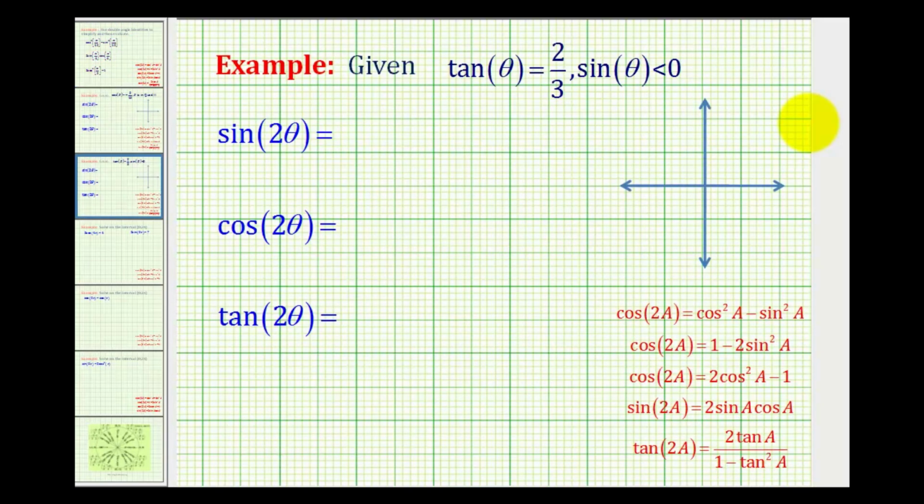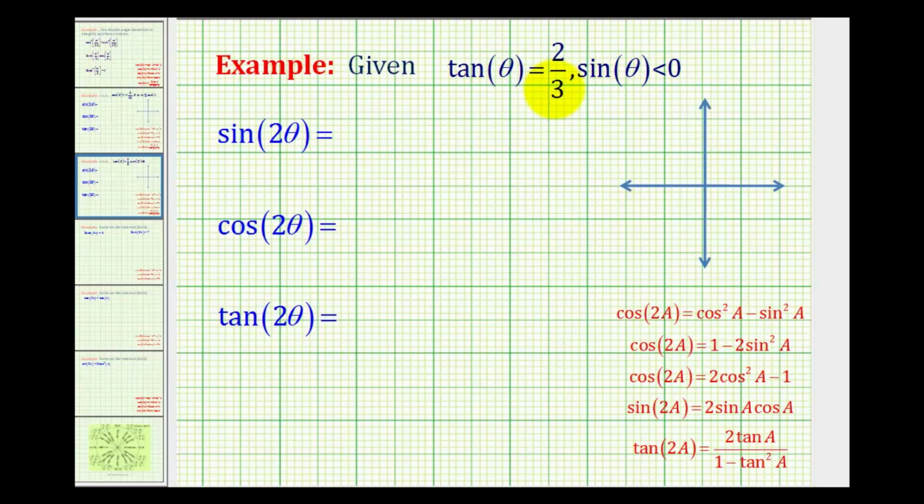In this example, we're given that tangent theta equals 2/3 and sine theta is less than 0. We want to determine sine of 2 theta, cosine of 2 theta, and tangent of 2 theta. So we'll be using the double angle identities we see here below, but we first need to determine sine theta and cosine theta from the given information.